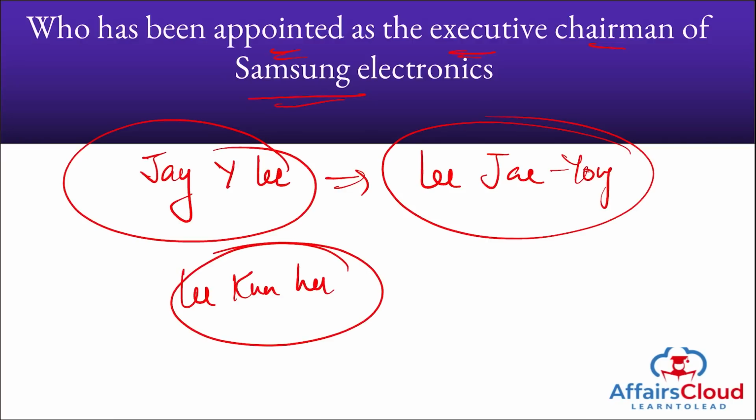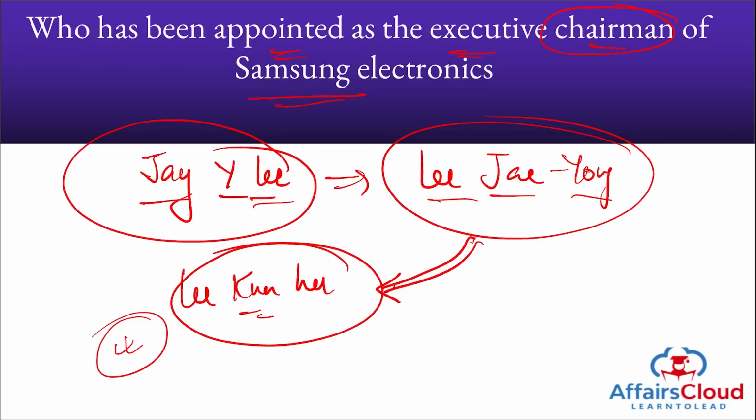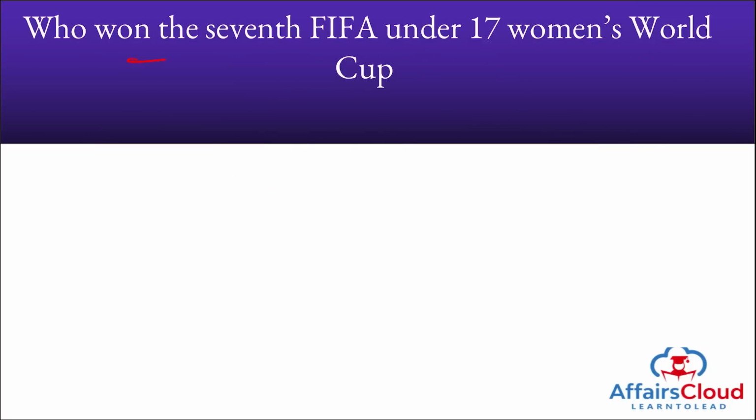All right, so a question can be asked: whom will Lee Jae-yong be replacing? He will replace his late father who recently passed away, and he will become the new chairman of Samsung Electronics. Before this he was serving as the vice chairman of Samsung Electronics, but now he will be the new chairman of Samsung Electronics, Lee Jae-yong or J.Y. Lee.